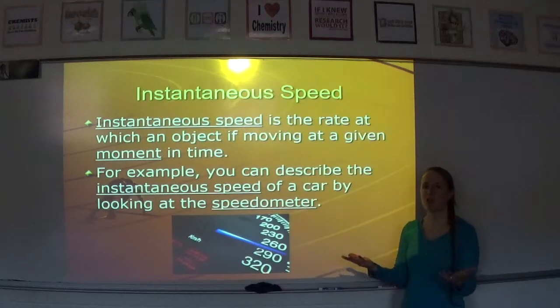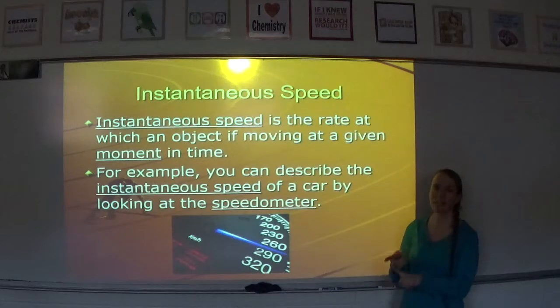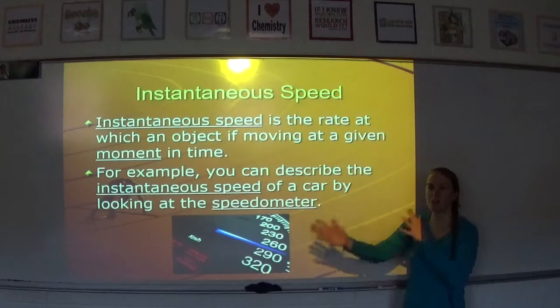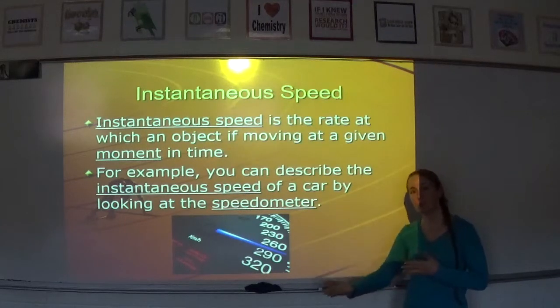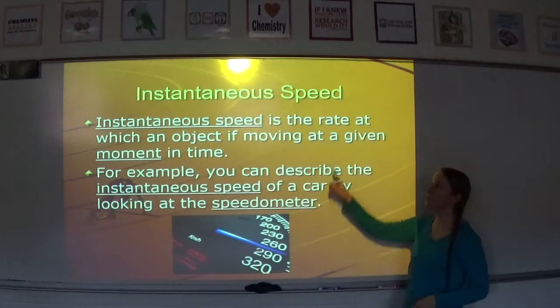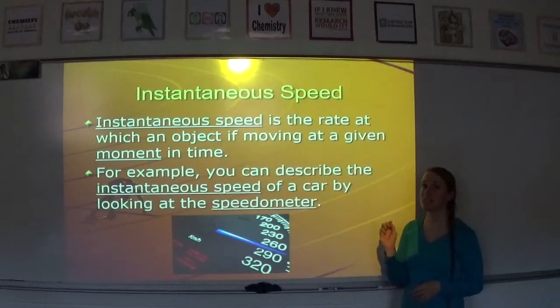Whereas average speed, I could calculate on average how fast I was driving to work. But when I'm driving, I'm going to have to slow down sometimes. I may get a red light. I may get a stop sign. So I'm not traveling the same speed the entire way to work, but I can calculate the average speed. Whereas with instantaneous speed, my speedometer is going to tell me at that moment how fast I am going.